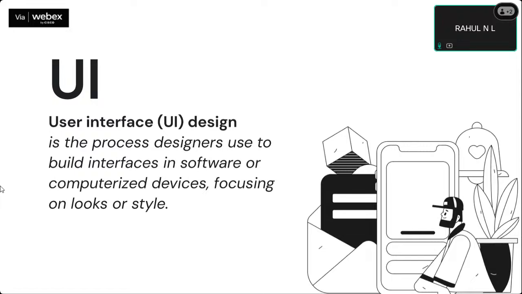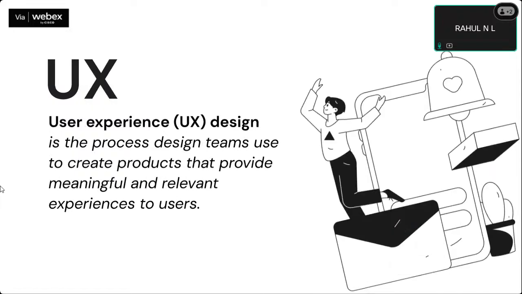Next, what is UX? UX is user experience. Now I have built a product and someone is using it. How are they? What do they feel about it? Is it usable? Right? That is what UX does. That is a process. User experience design is a process design teams use to create products that provide meaningful and relevant experiences to users. I hope the two terms UI and UX are very clear.